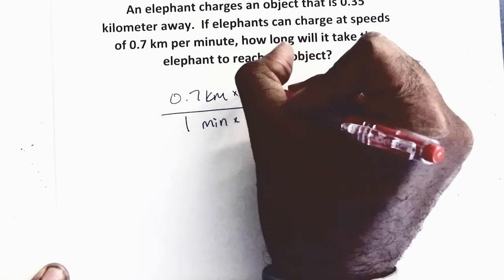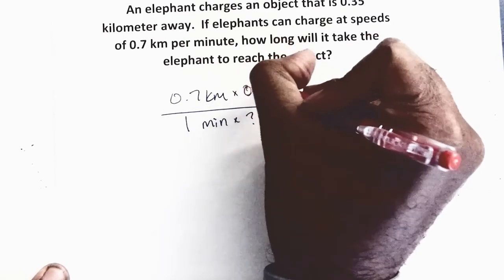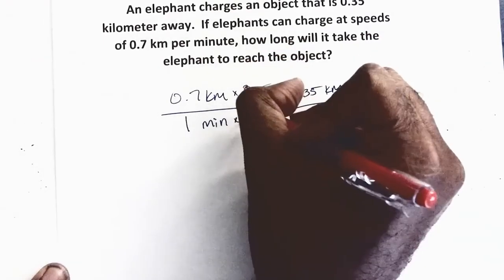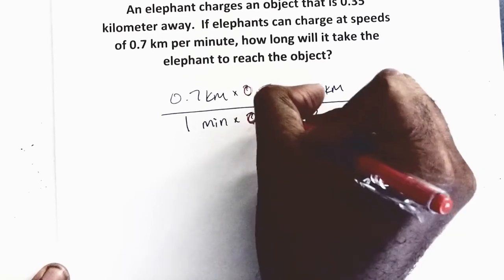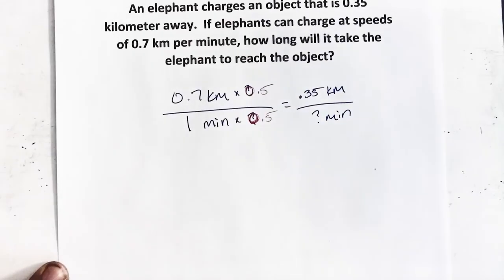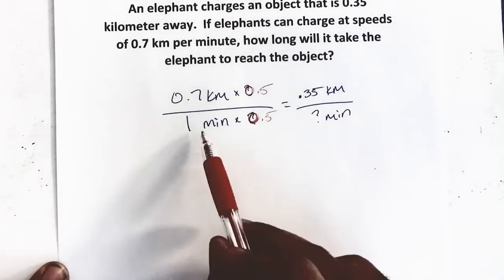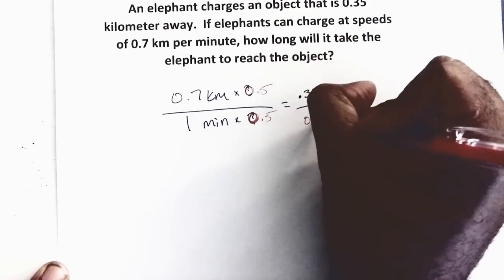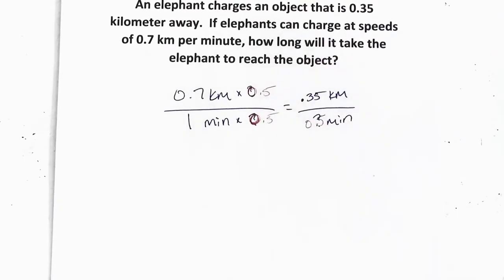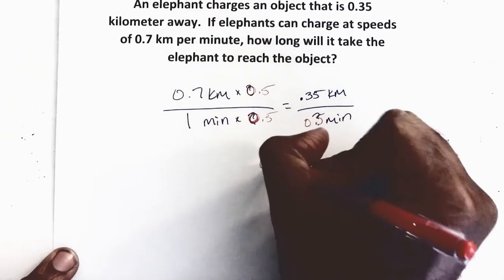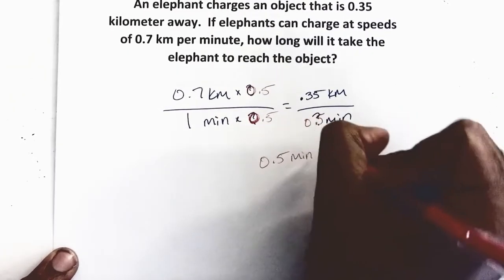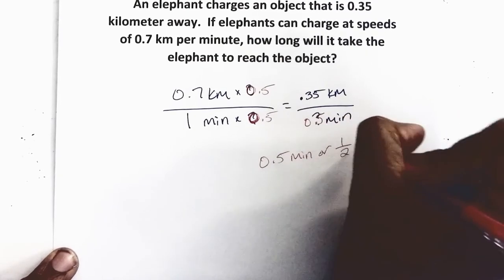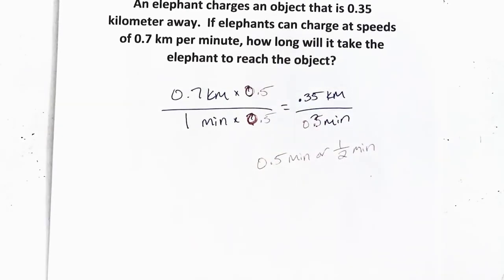It is 0.5. And I can do the same thing to my denominator. So this will give me, in minutes, 5/10 of a minute, or a half a minute. That's not bad for an elephant.